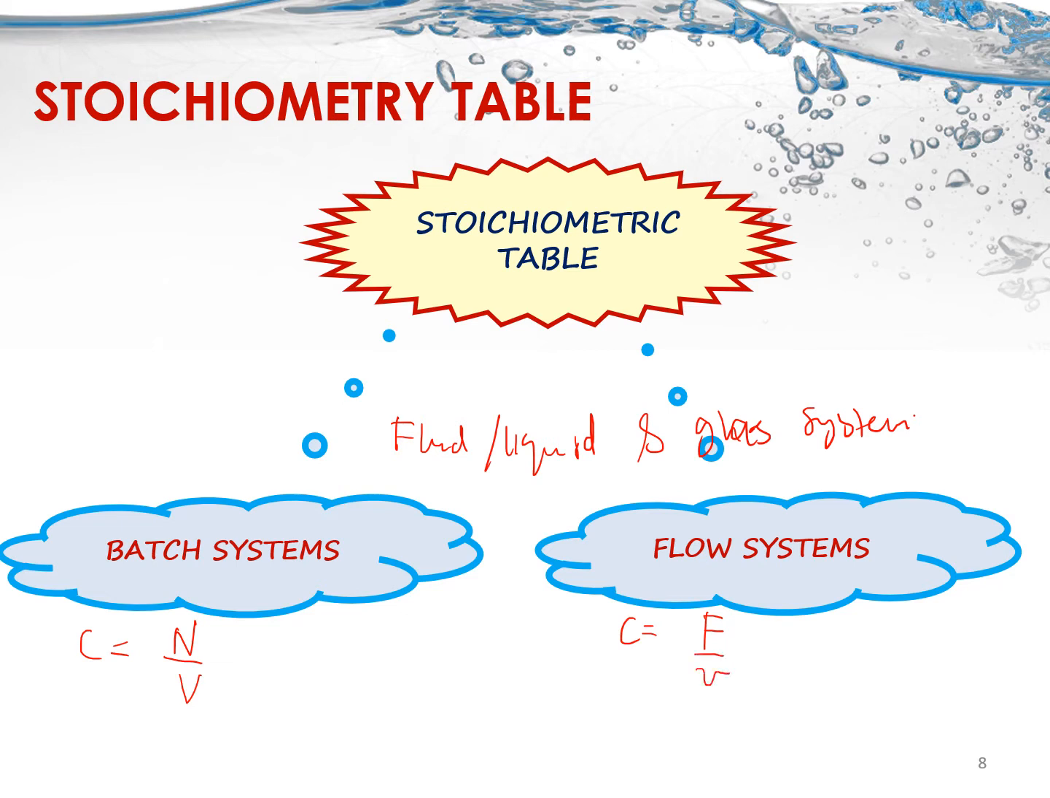The unit would be mole over liter, or it can be mole over decimeter cubed and so on. And F would be mole over second, and the volumetric flow rate is liter or decimeter cubed per second. So you will have the same concentration unit, which is mole over liter.